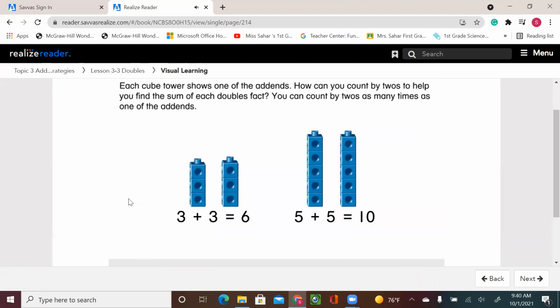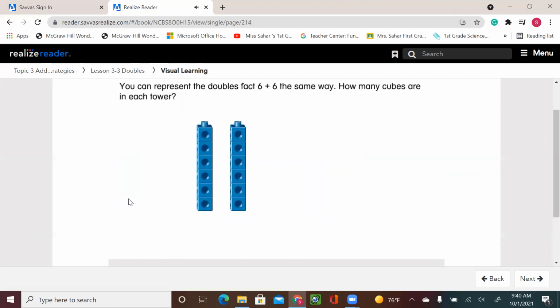Each cube tower shows one of the addends. How can you count by 2s to help you find the sum of each doubles fact? You can count by 2s as many times as one of the addends. You can represent the doubles fact 6 plus 6 the same way. How many cubes are in each tower?